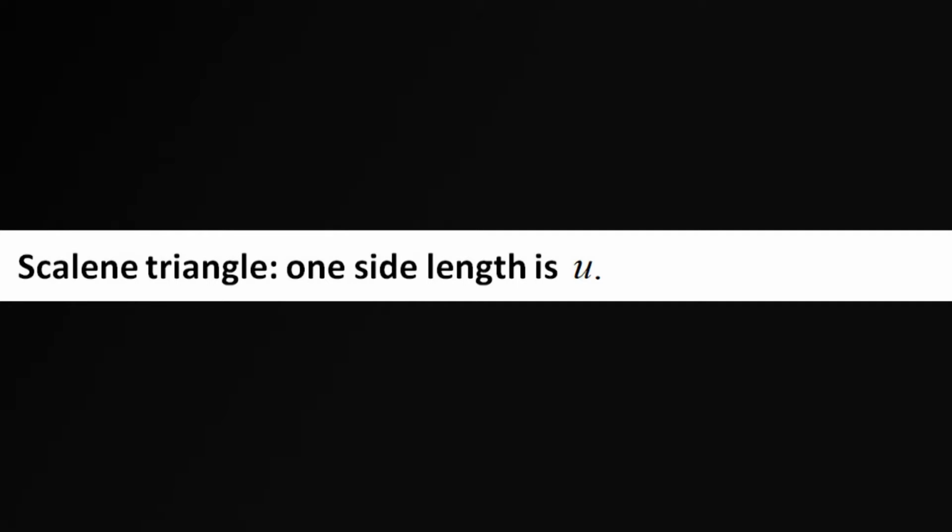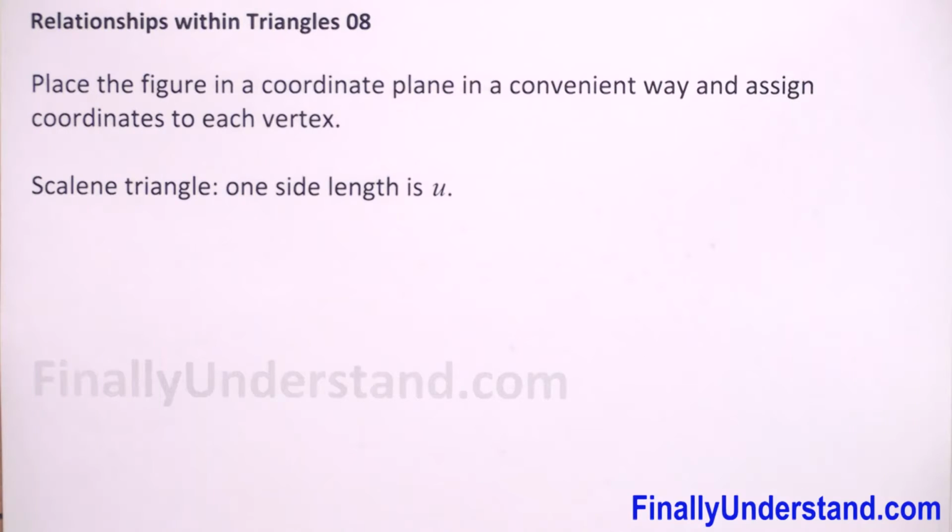Place the figure in a coordinate plane in a convenient way and assign coordinates to each vertex. We have now a scalene triangle and one side length is u. We know that a scalene triangle has no congruent sides.